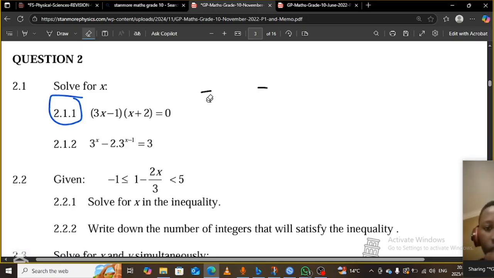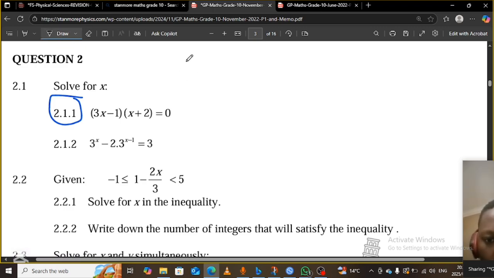So now, in this lesson, we'll continue with our question paper. We'll be looking at 2.1.2. I want you to try 2.1.2. I want us to do this question together.